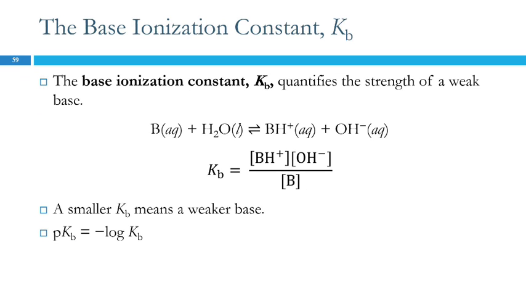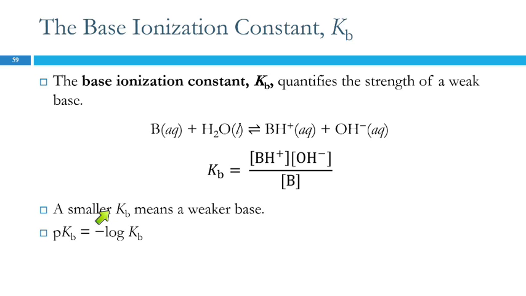We had an acid ionization constant. We also have a base ionization constant. So here's the equation representing the ionization of a base. And so the equilibrium constant is the products divided by the reactants. Water is here, but it's a liquid, so we don't include it. So BH plus times OH minus over B. And we call that Kb, the base ionization constant.